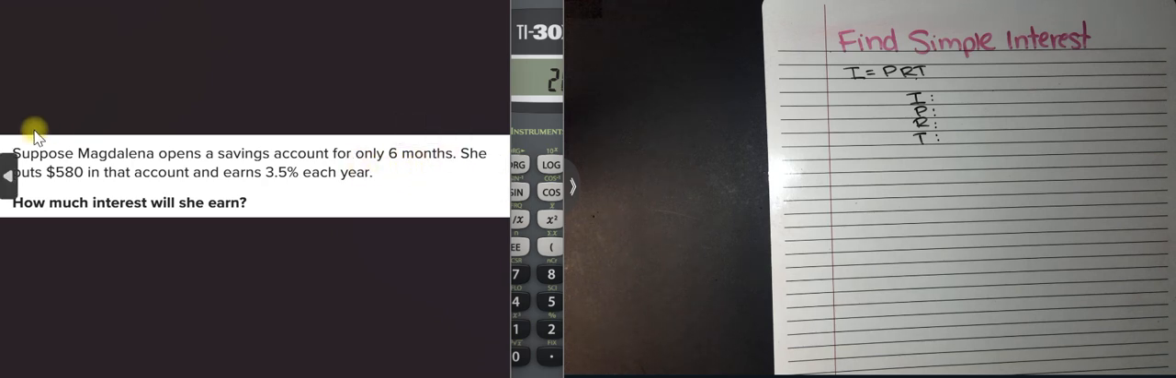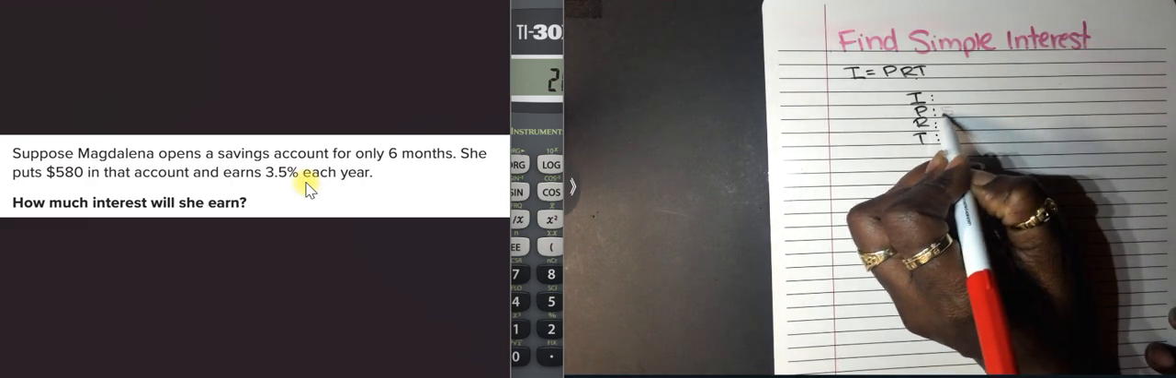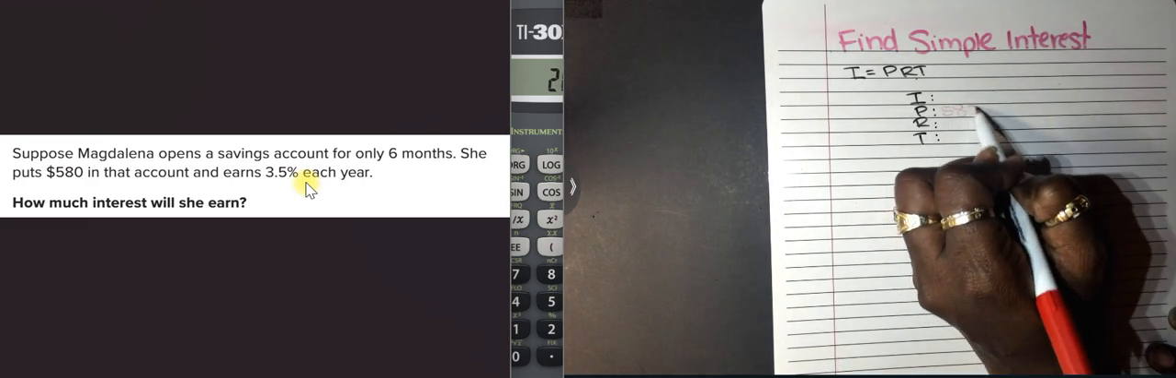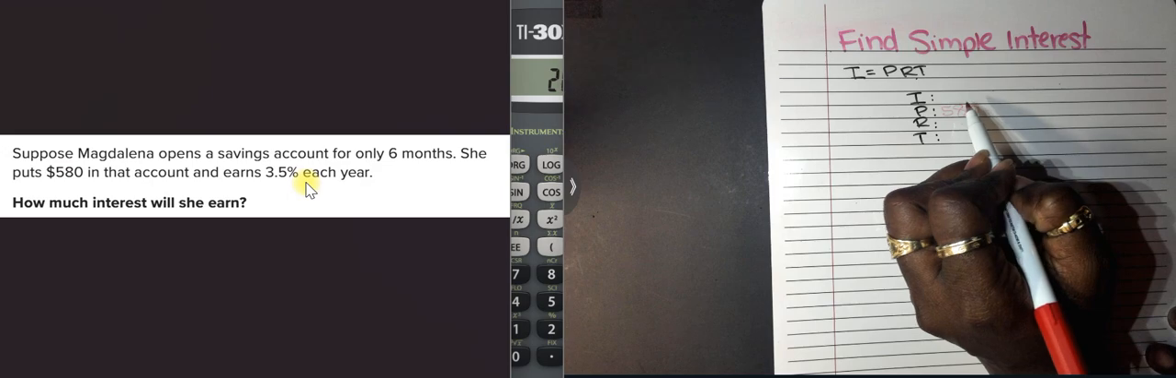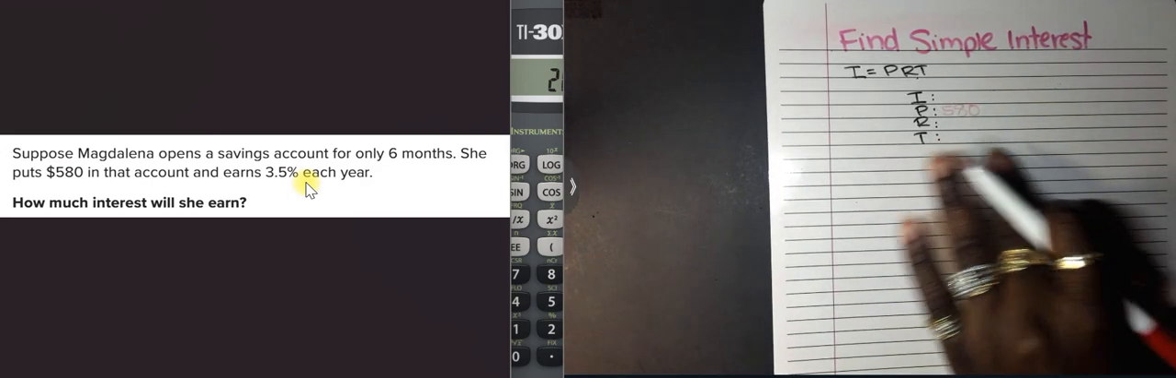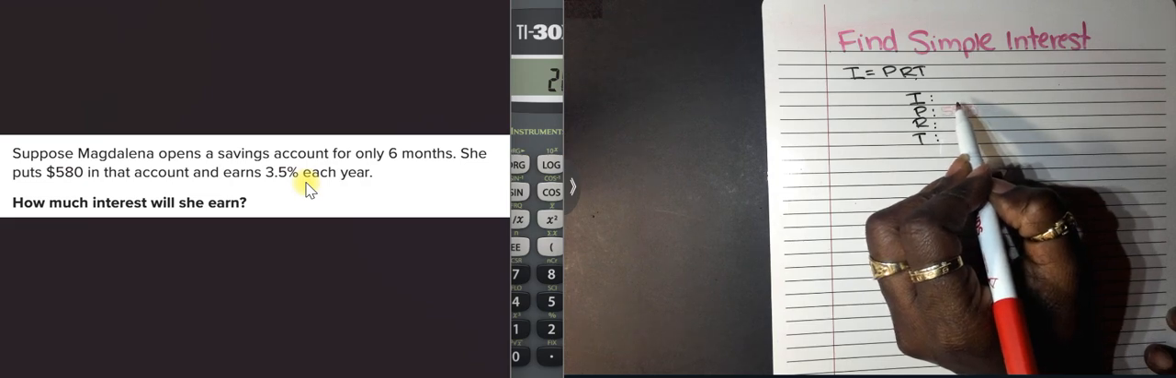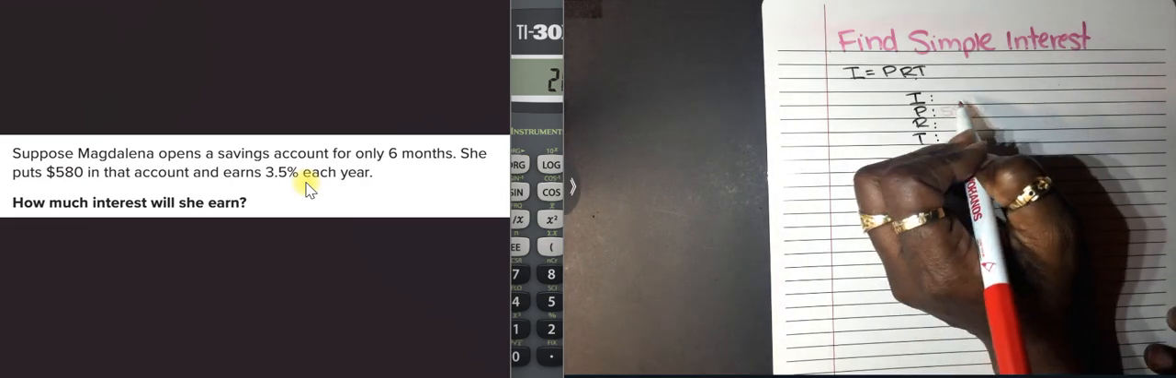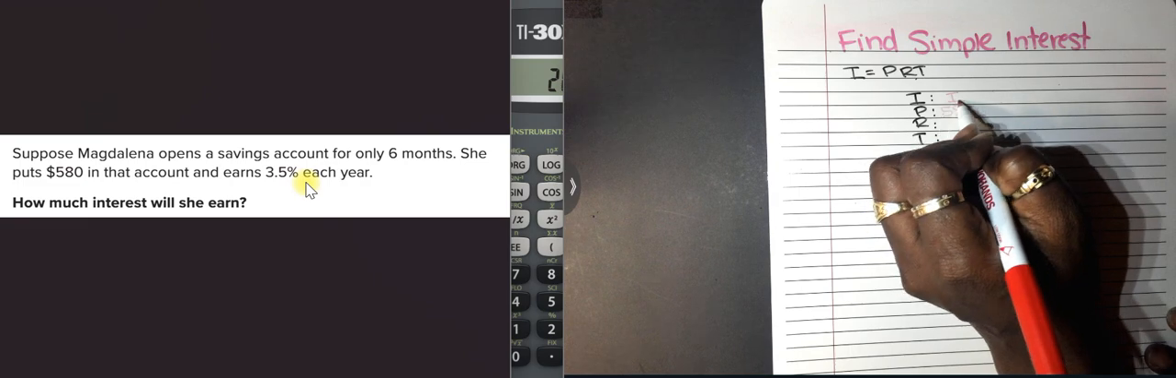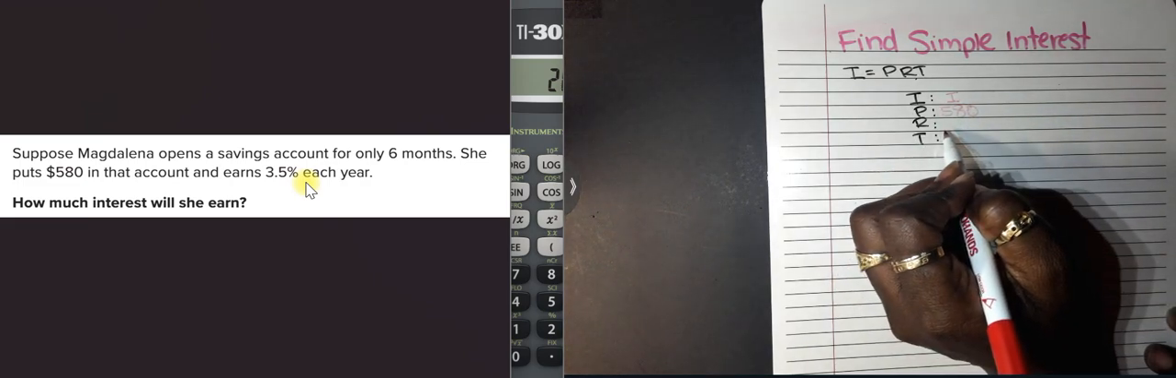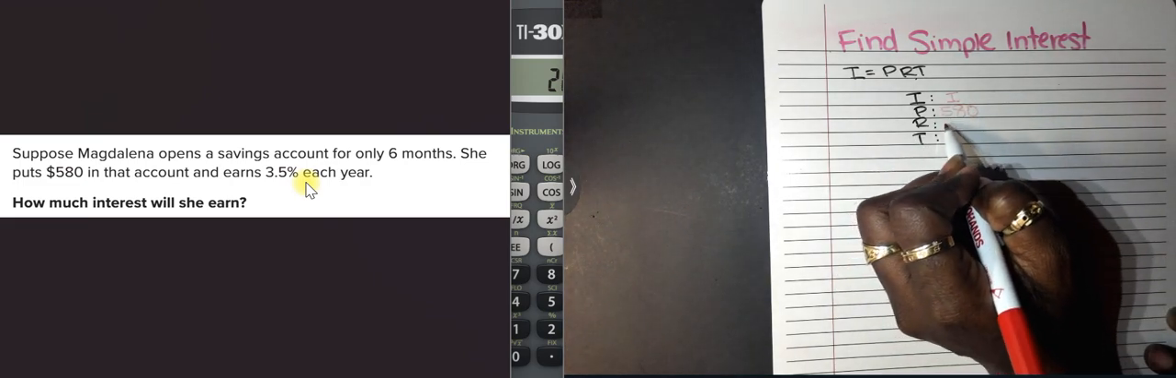All right. So let's see what we have. We have the $580 is her principal. So we're going to put that here, 580. And then here we have our interest, but we don't know that. So we're going to call that I. And then our rate is going to be 3.5%.